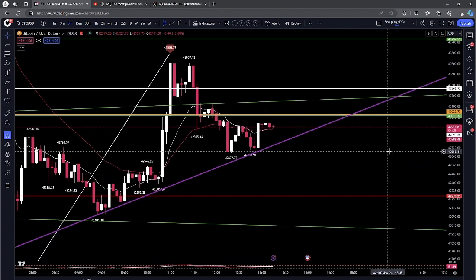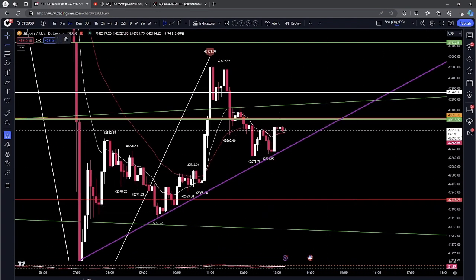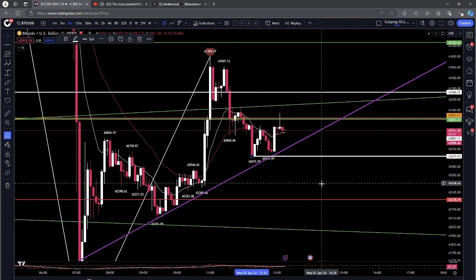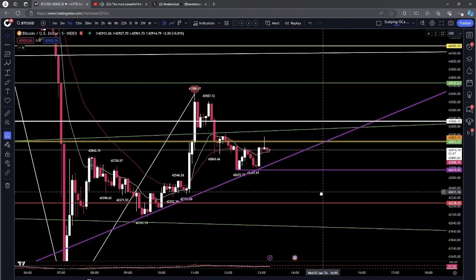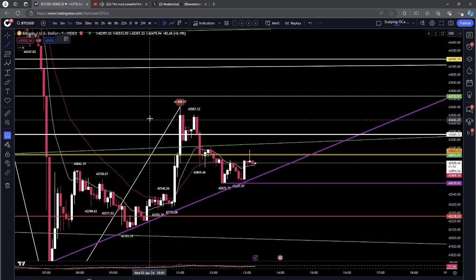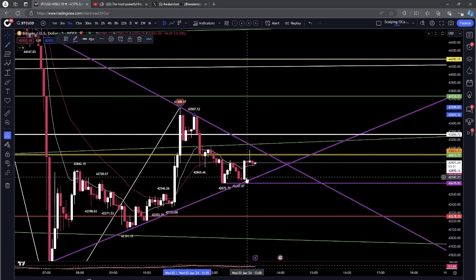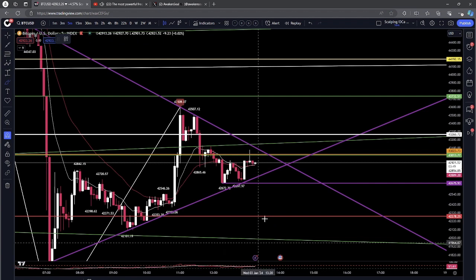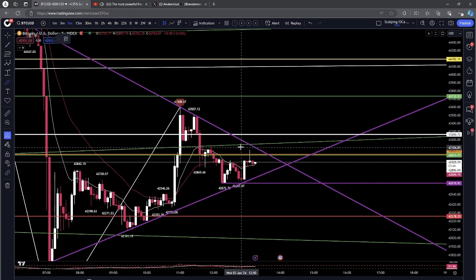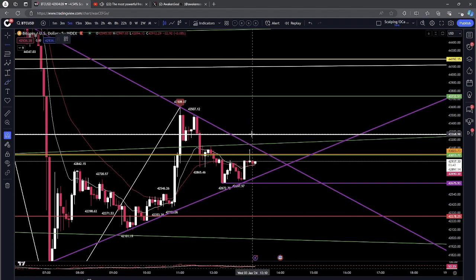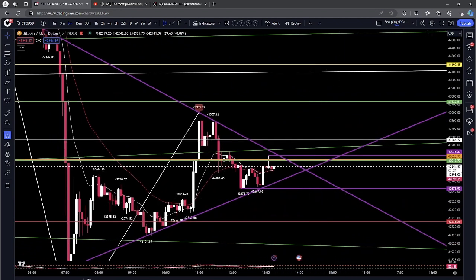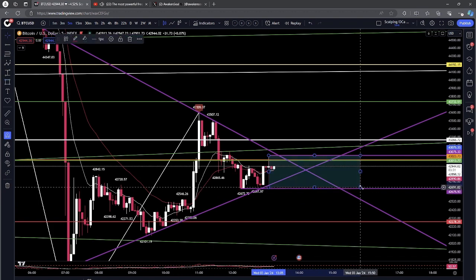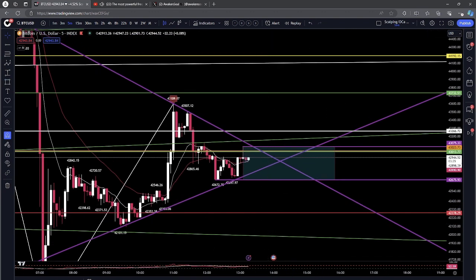So for me to take a quick short, I would like this key support to break. For me to take a long, we have a nice trend line here that we can respect. So price action again has to break trend line and key resistance or support. Might be good for a long here. And again, I'm not giving calls out. I'm showing you how to set up your trade more than anything.